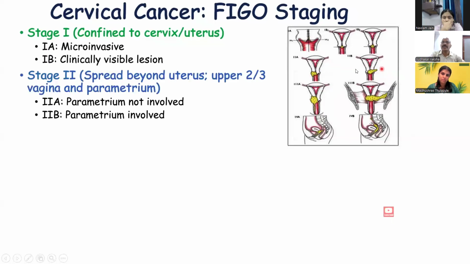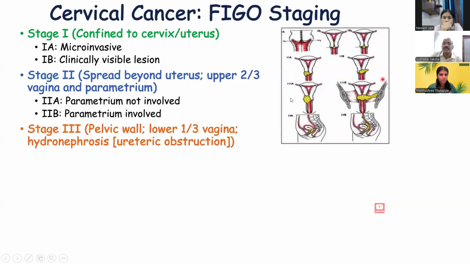So this is stage 2. The lower part is the vagina. If the tumor has spread to the upper 2/3 of the vagina, or if the tumor has spread to the lateral walls, that is the parametrium, then it is called stage 2. Stage 2 means it has crossed beyond the cervix.